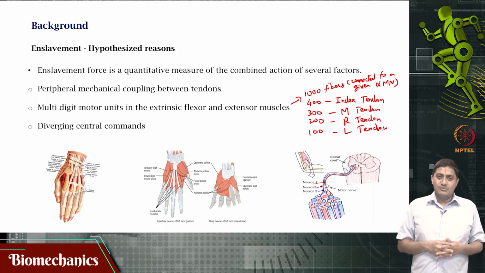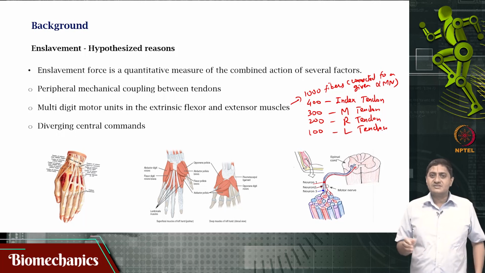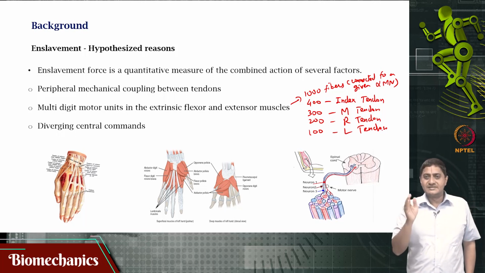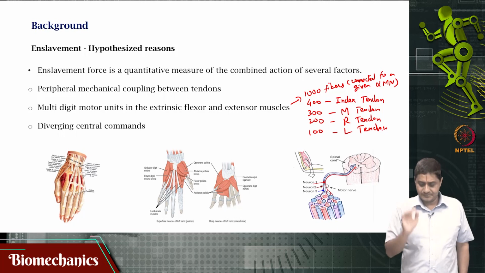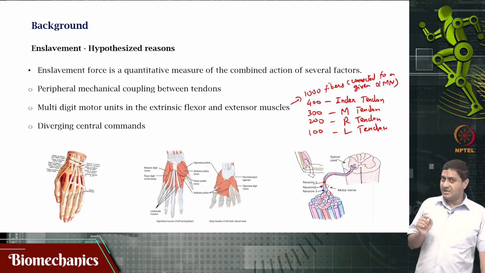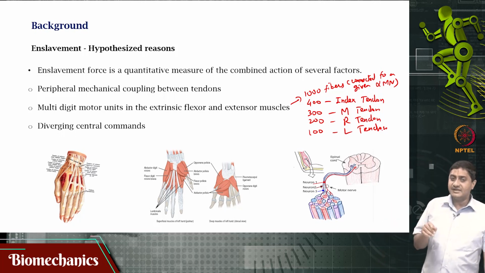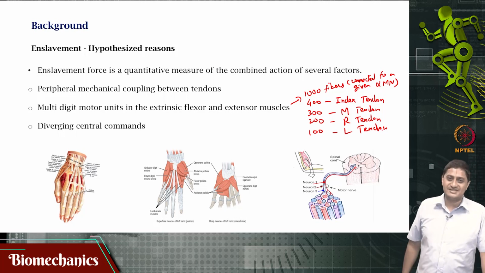If this was the only motor unit that is contracting at that time, then the force will be distributed like this, 1:2:3:4 between little, ring, middle and index in that order. Is it not? That means it does not matter what the instructed finger is, right.